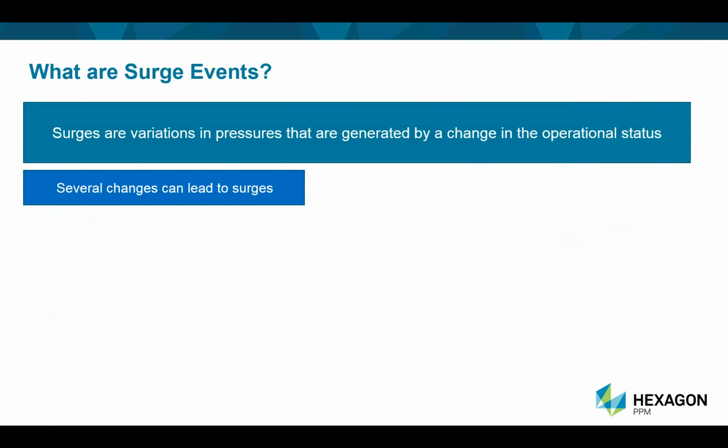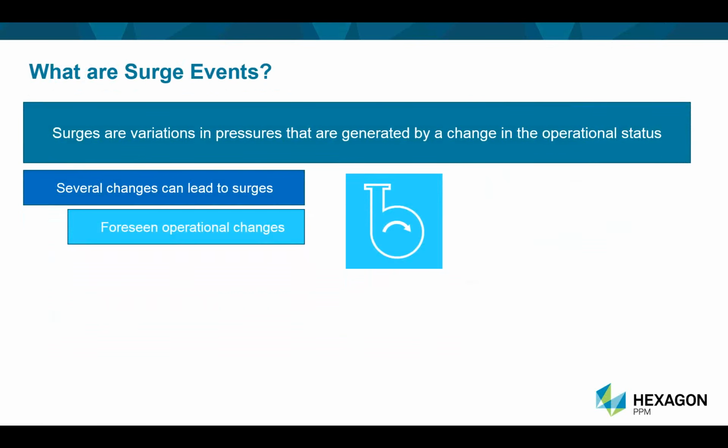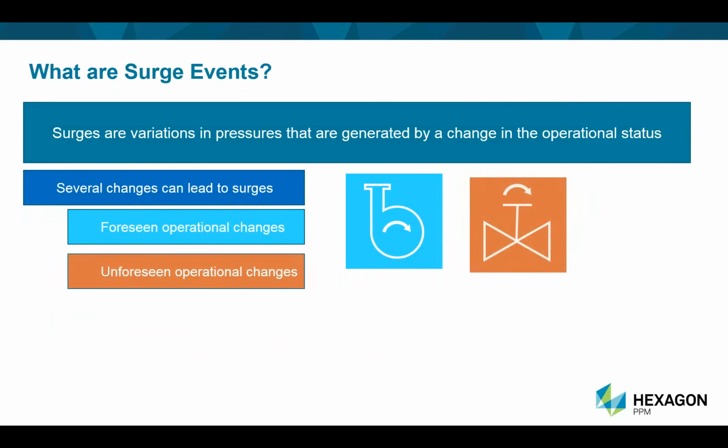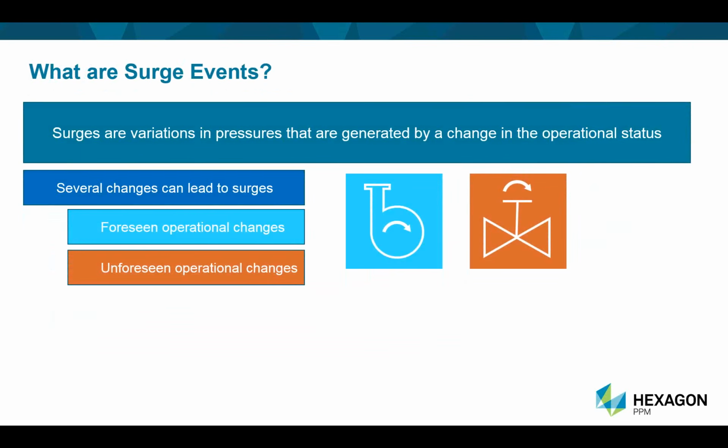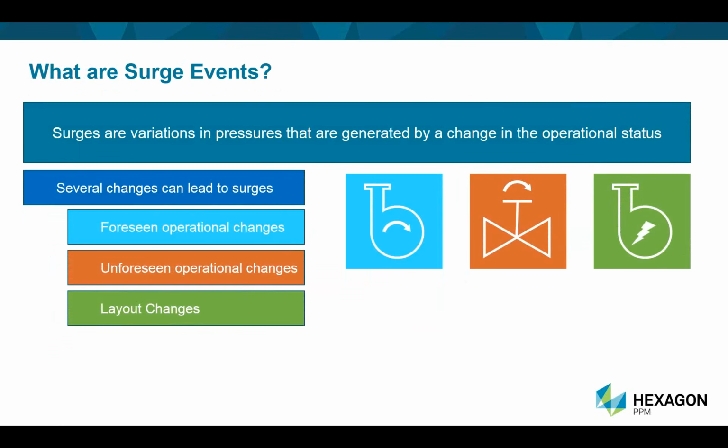So what are surges? Well, simply, surge events are variations in pressure that are generated by a change in the operational status of our piping system. And there are several changes that can lead to surges in a piping system. These may be foreseen operational changes, such as our pump startup event, or they could also be unforeseen operational changes. This could be something like the rapid closure of a valve, or perhaps a pump trip event.